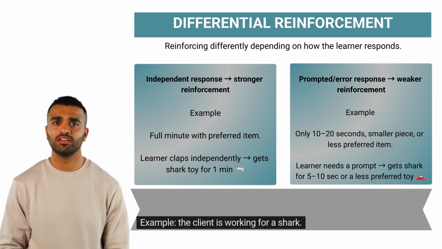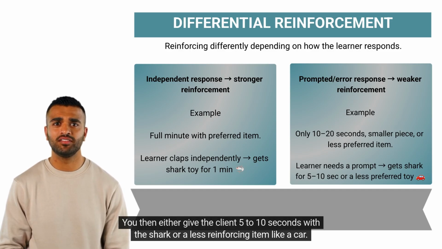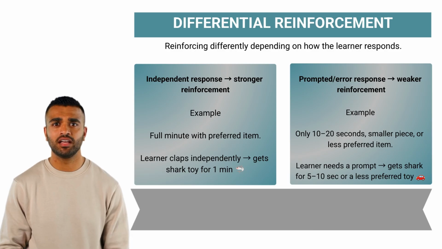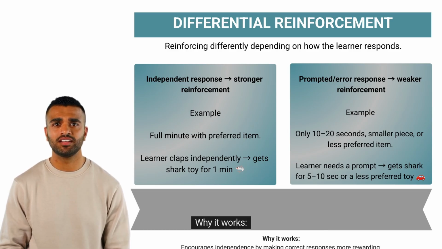Example: the client is working for a shark. The client gets the answer wrong. You then either give the client 5 to 10 seconds with the shark or a less reinforcing item like a car. If the client gets the answer right, then you give them the shark for at least 45 seconds to a minute. Why it works?